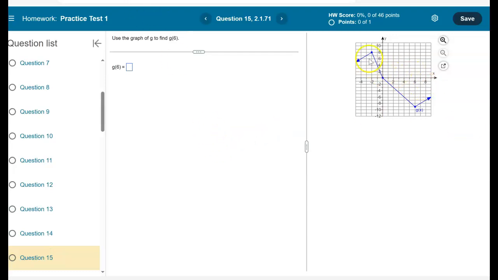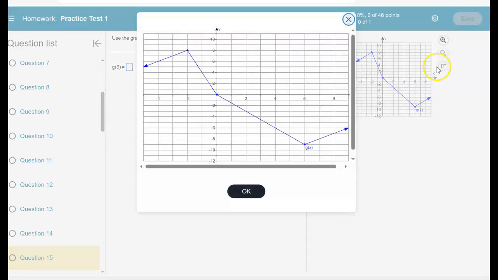Similarly, if you are given another graph here, and this time you are to find g of 6. This is the graph for the function g. You want g of 6. That means you want to know the value of the function when x equals 6. So this is x equals 6. You locate the point on the graph. This is this point here. That's the g of 6. And then you get the corresponding y value, and that is equal to negative 9.